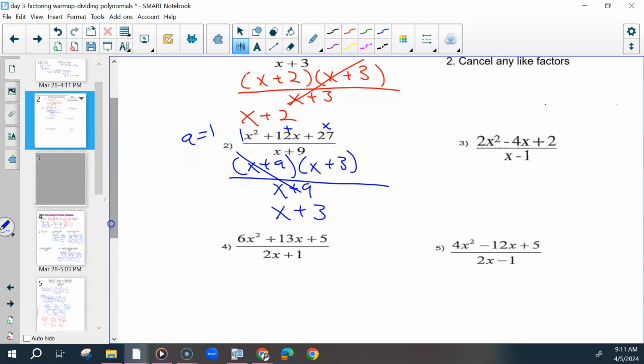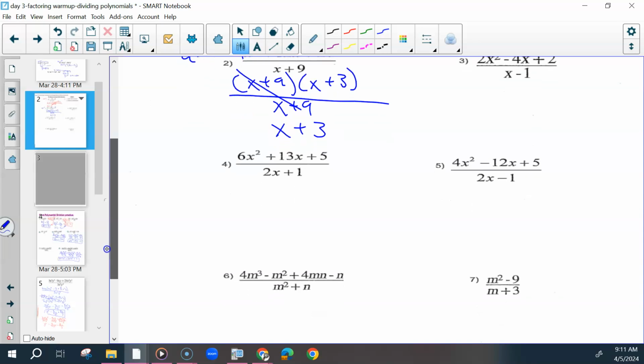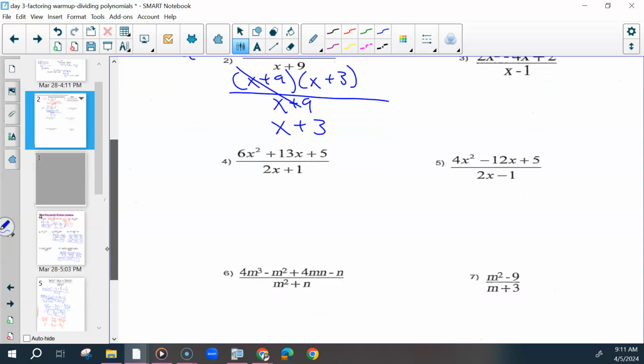Okay, yes. So every time a equals 1, is there going to be a factor? In all of these, there'll be a factor that cancels out, but in this one, the process is a little easier. Okay, I'm going to skip 3, go on to 4. This is another trinomial. Is it a equals 1 or a does not equal 1? It does not equal 1.